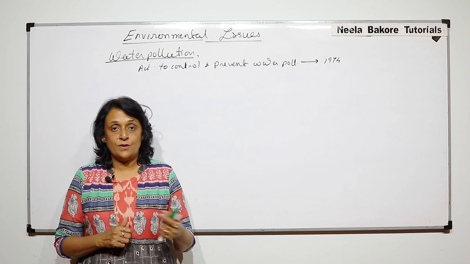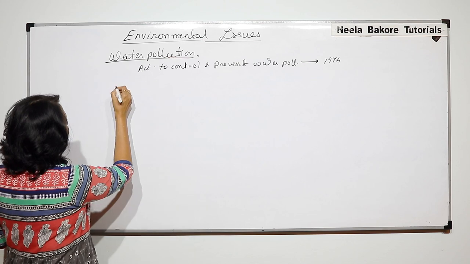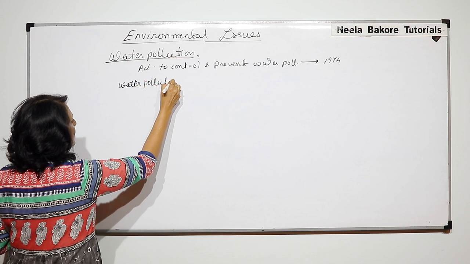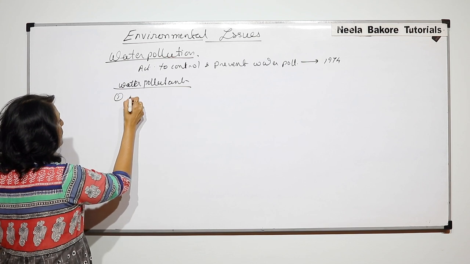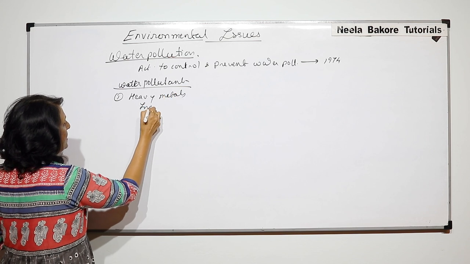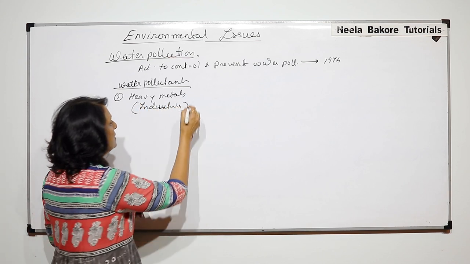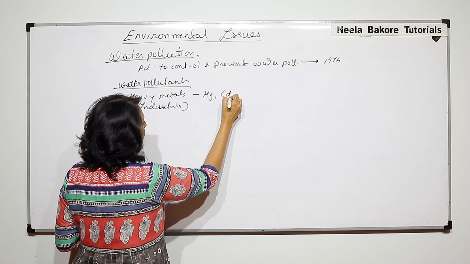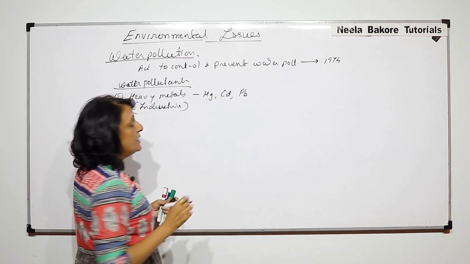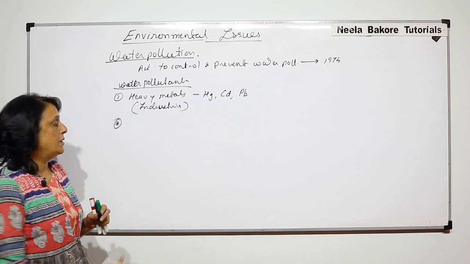One is the factory or industry. So the industrial waste, they normally contain heavy metals. So main water pollutants come in category of heavy metals, and these are from various industries. Now, in these heavy metals, there is mercury, there is cadmium, there is lead. These are the main. The second water pollutant is sewage.